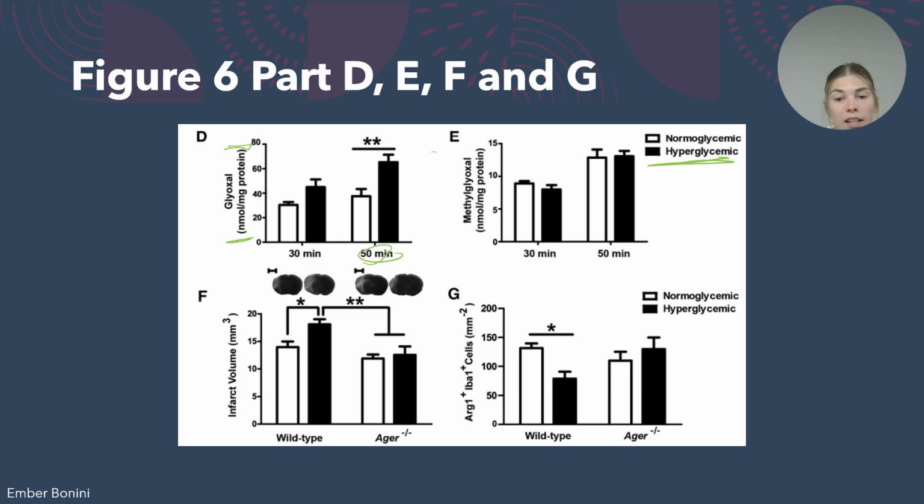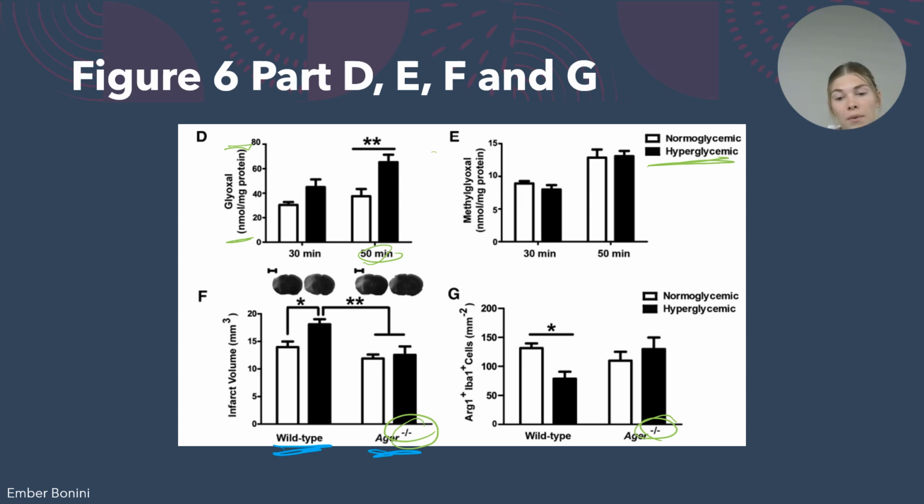And then E did not have any significant showings, and the study didn't go too much into it in the article, because they had no change in the methylglyoxal, so it wasn't important enough to really focus on. So we're going to move into F, and here we're looking at the wild type and then the agar, and it's really important to note that the agar is at that negative stage for both part F and G.